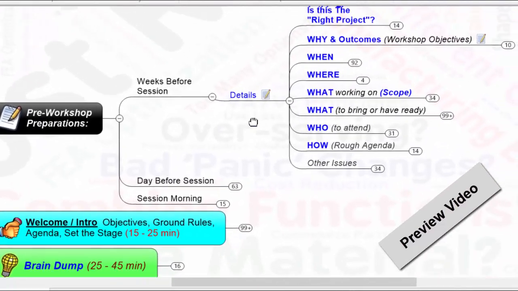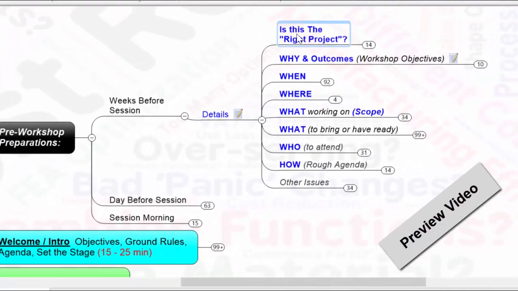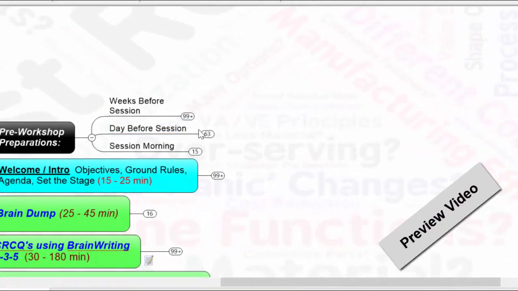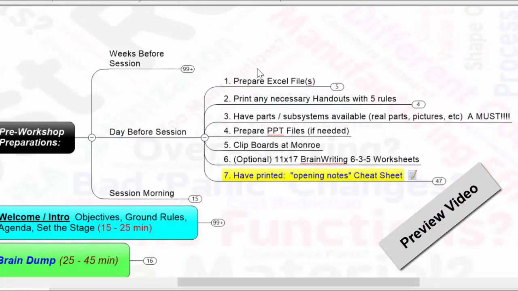So before the session ever even starts, we talk a little bit about, is it the right project? What are the outcomes that we want to get out of the session? When are we going to do it? Where are we going to do it? What's the scope? What are we working on? What are we not? Even the day before the session, what do we have? If there's any Excel files that you're going to use, and we often use some Excel files to capture some of the ideas. If there's any handouts, print those. Have the competitive parts available.